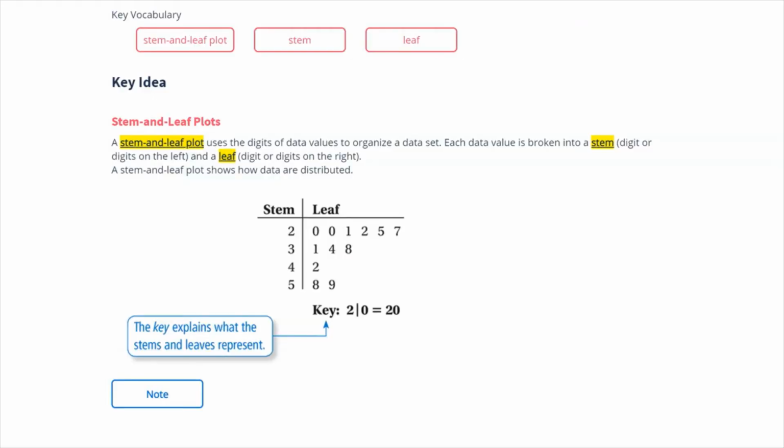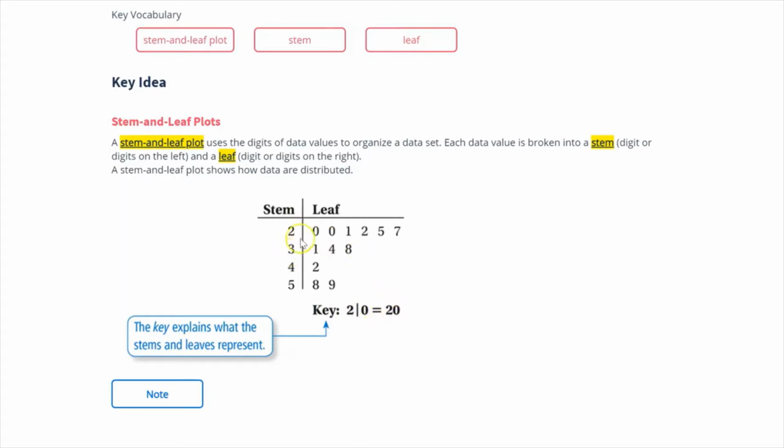Alright, we are going to look at stem and leaf plots today. A stem and leaf plot uses the digits of data values to organize a data set. Each data value is broken into a stem and a leaf. Here's an example of one, and it gives us a key explaining what each one represents. You can see a 2 as your stem and 0 as your leaf would represent the number 20.